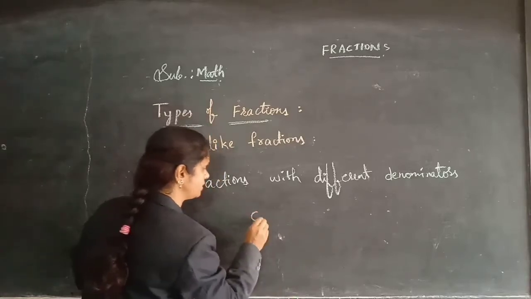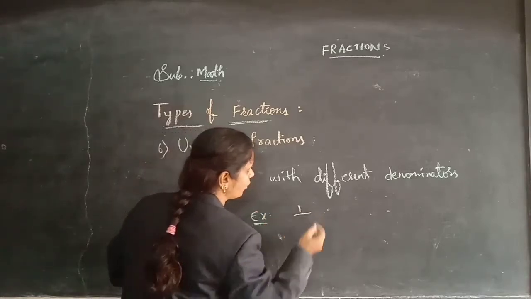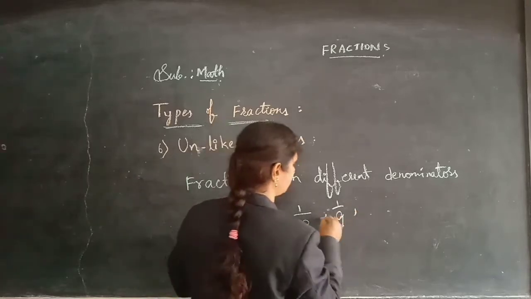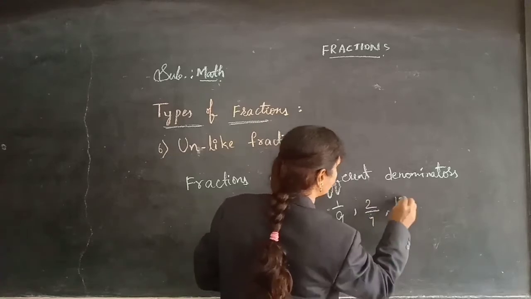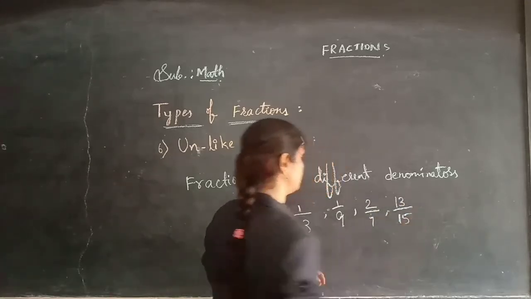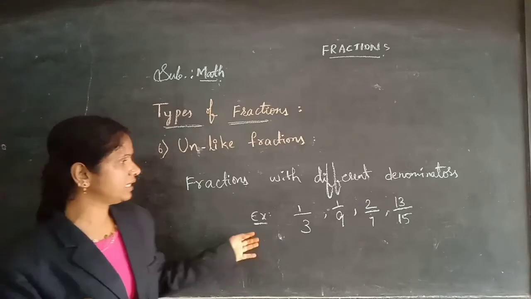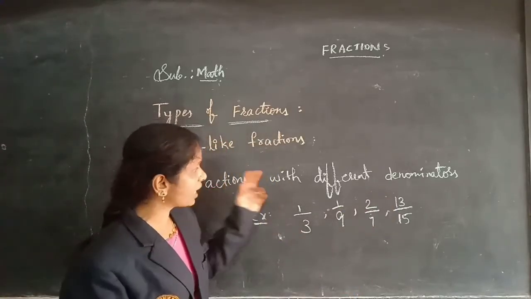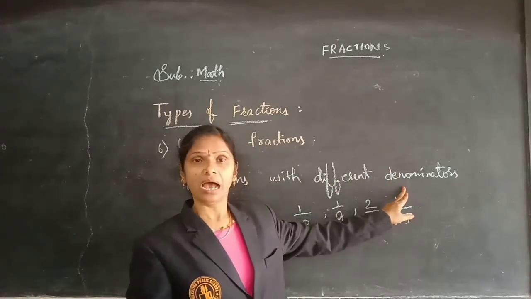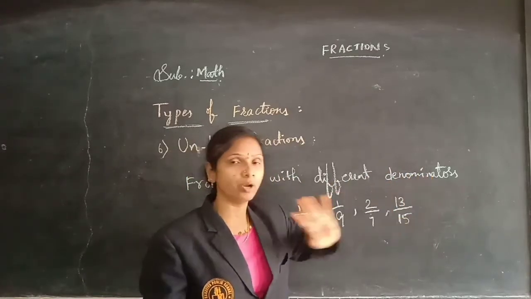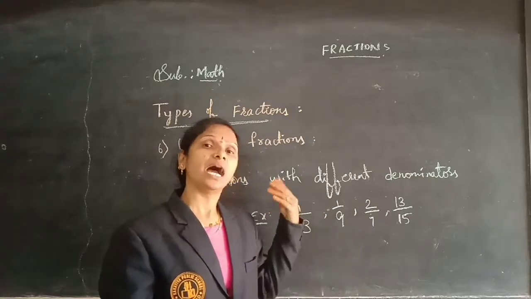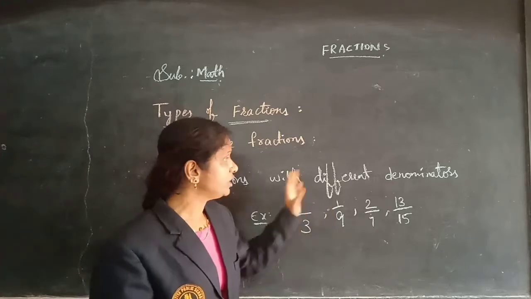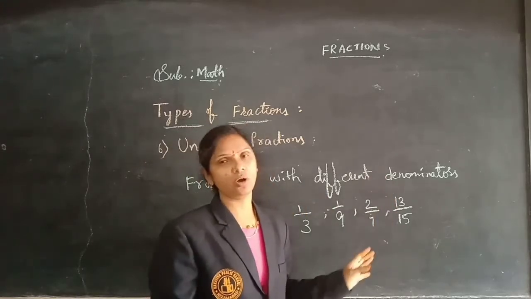Let's see the examples given here. 1 by 3, 1 by 9, 2 by 7, 13 by 15. Have a look at these examples. More than one fraction is given, and what I told you is fractions with different denominators. I am telling about only denominators. I am not discussing the numerators. Either the numerators are the same or different, it's no problem. We should check the denominators only.